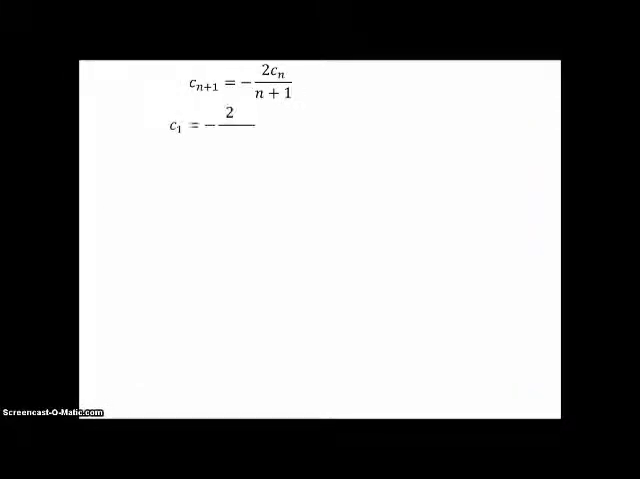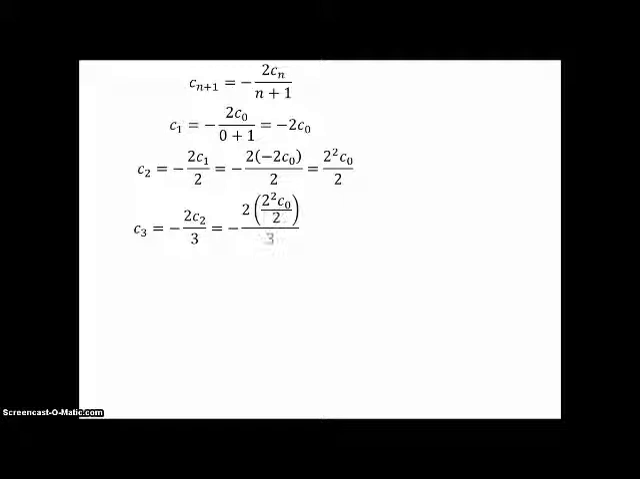So here's our formula again. C1 is going to be negative 2C0 over 0 plus 1, or negative 2C0. C2 is going to be negative 2C1 over 2. Then we replace C1 with what it equals in terms of C0 and simplify. Now I'm going to leave it like that. You'll see why in just a minute. C3 is negative 2C2 over 3. Then we replace C2 with what it equals in terms of C0. So now we have C3 in terms of C0. And you can keep going until you see a pattern. Here's C4.